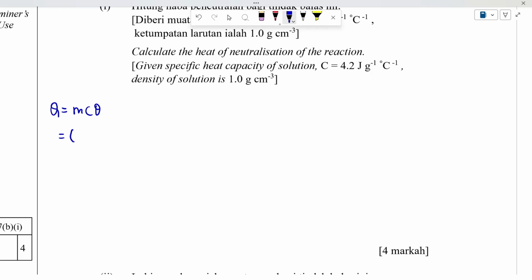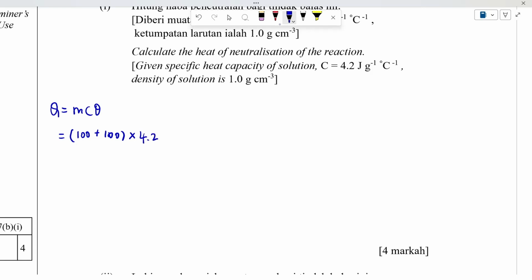How to get the m? Not the mole, not the mole. m is the mass. How to get the mass? Find the volume. So what is the volume of the solution mixture? 100 only? 200? Acid is 100, alkali also 100. Total up. Okay, c?